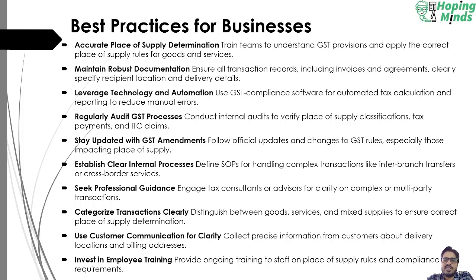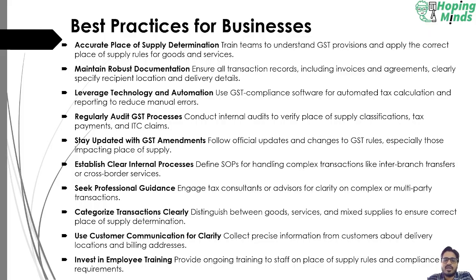Then stay updated with GST amendments. Follow the official updates and changes to GST rules, especially those impacting the place of supply. Then establish clear internal processes. Define the standard operating processes for handling complex transactions like inter-branch transfers or cross-border services. Then seek professional guidance. Engage tax consultants or advisors for clarity on complex or multi-party transactions. Then categorize transactions clearly. Distinguish between goods, services and mixed supply to ensure correct place of supply determination.